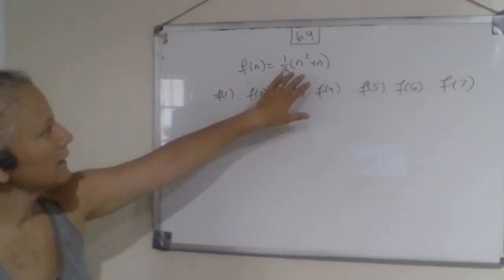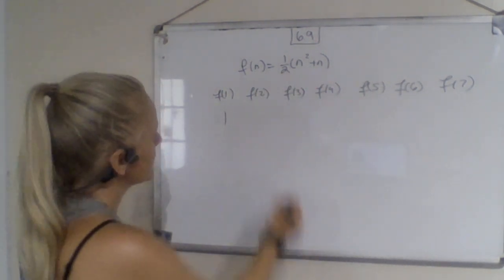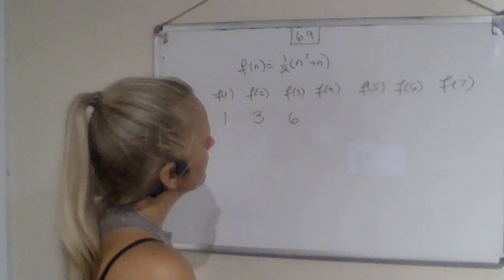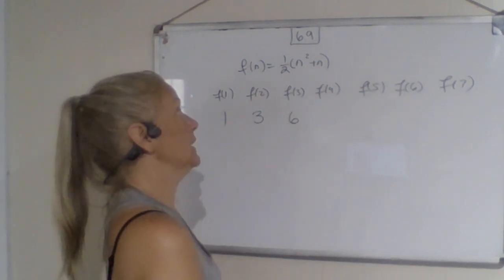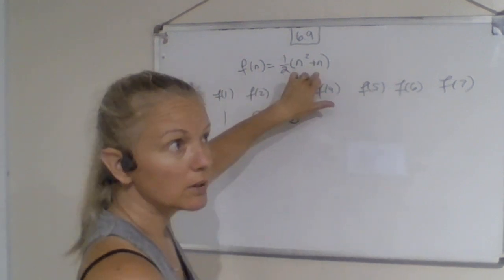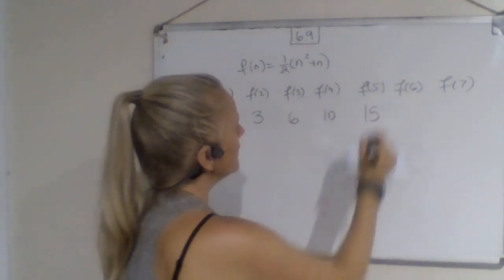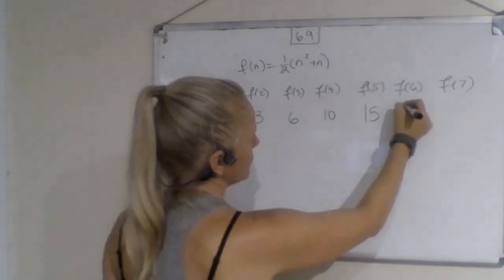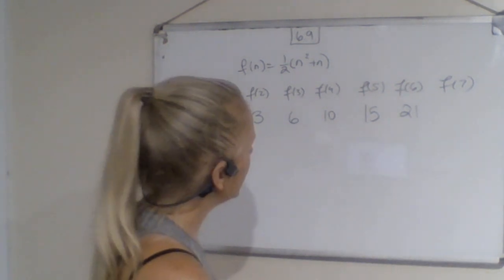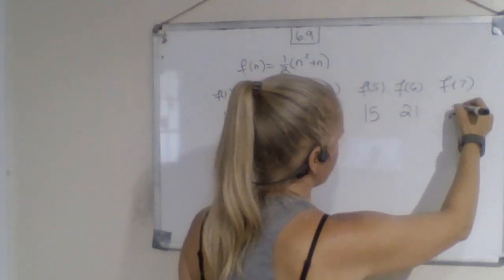Well, if I put 1 in there, this becomes 1 plus 1, 2, half of which is 1. If I put 2 in there, it becomes 6, half is 3. If I put 3 in there, 12 divided by 2 is 6. If I put 4 in there, 20 divided by 2 would be 10. Then 5 gives 25 plus 5, 30, half of 30 is 15. Then 36 plus 6, 42, half of 42 is 21. And for 7, 49 plus 7 gives me 56. Half of 56 is 28. Is that right? Yes. Okay.